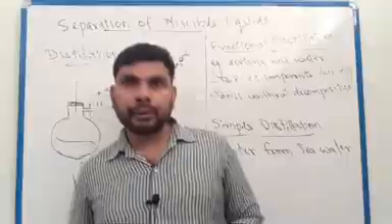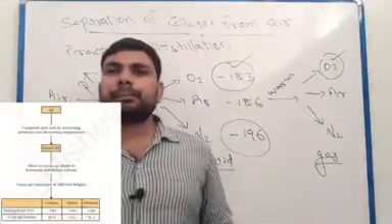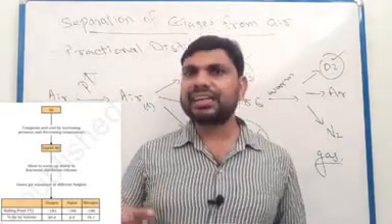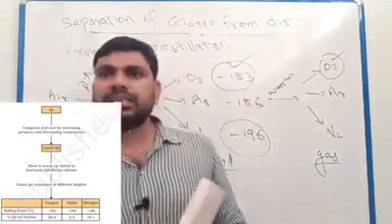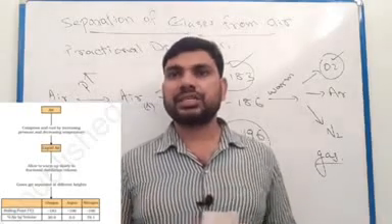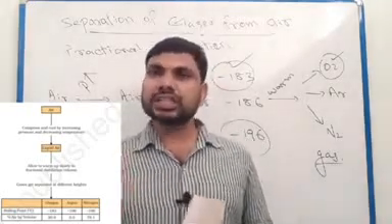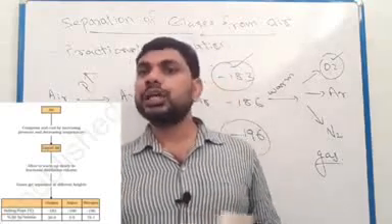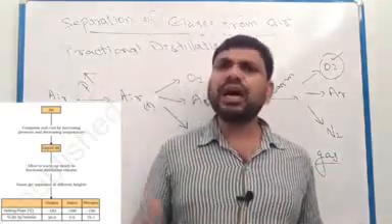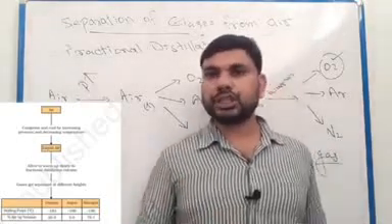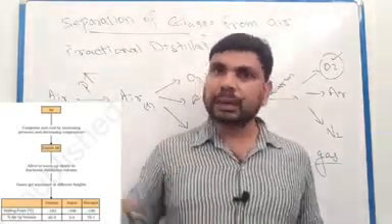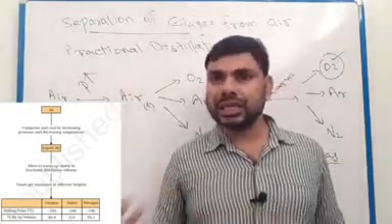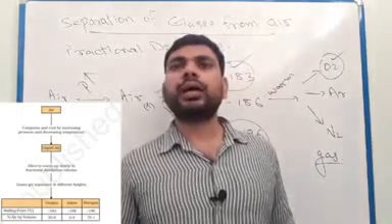Okay, next we have to discuss separation of different gases from air. To separate different gases from air, we know air is in the gaseous state. We have to convert gaseous air into liquid air, applying very high pressure and very low temperature. Reduce the temperature and apply very high pressure, and we can change air from the gaseous state to the liquid state.